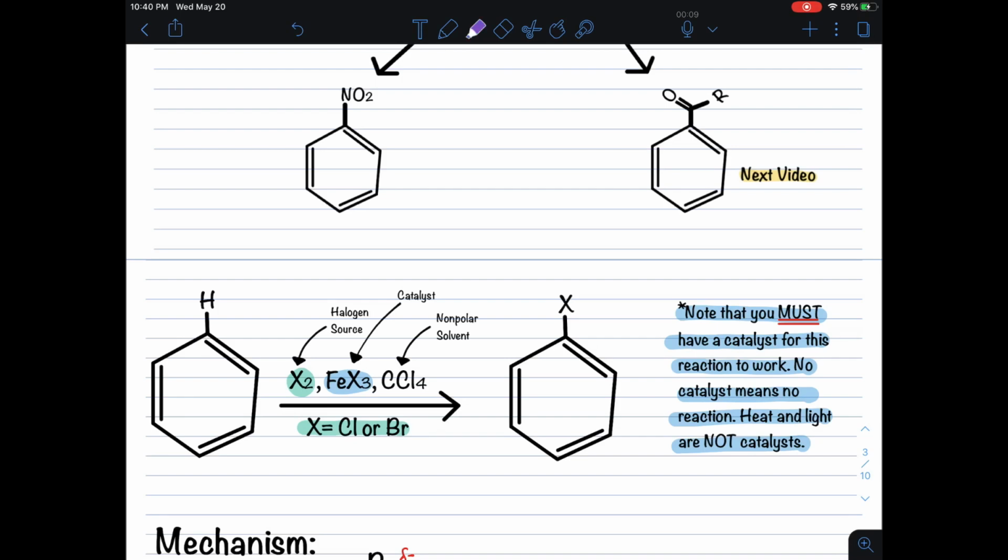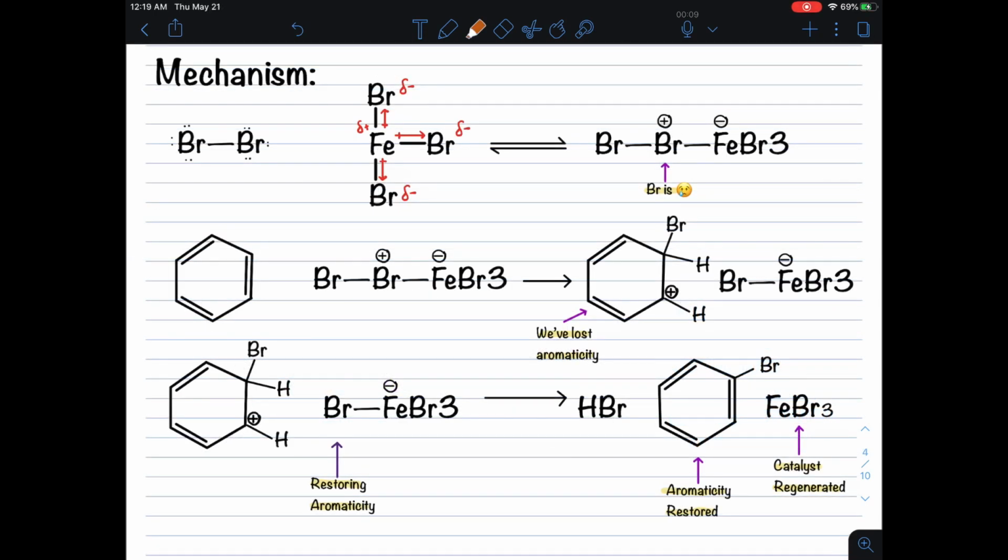And the last thing we're going to need is a nonpolar solvent to get the product you see at the right-hand side. And a very common nonpolar solvent is CCl4. So now let's take a look at the mechanism.